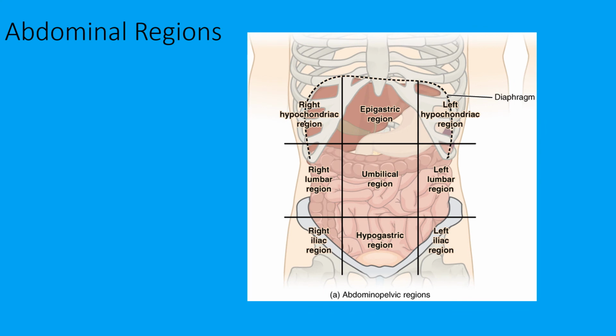And then we can divide even further into regions. So a region is smaller than a quadrant. There are 9 different regions. Once again, you've got over here the right hypochondriac region, epigastric region, left hypochondriac region, the right lumbar region, the umbilical region, left lumbar region, the right iliac region, hypogastric region, left iliac region. Gastric refers to stomach, and this is your stomach right here.